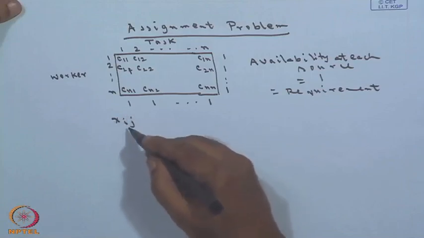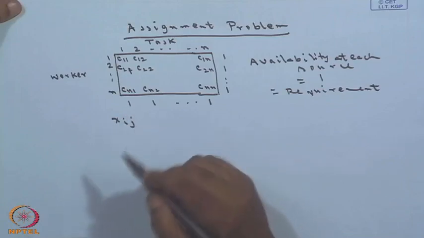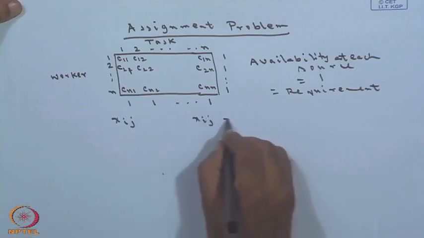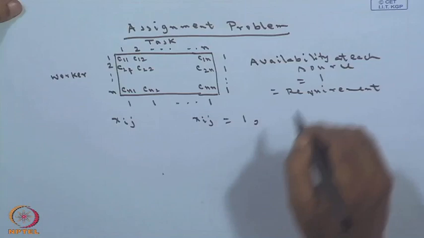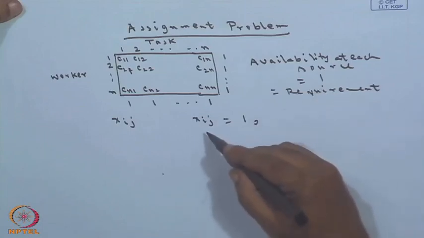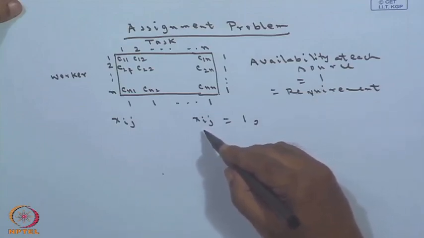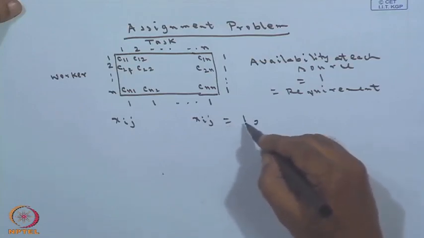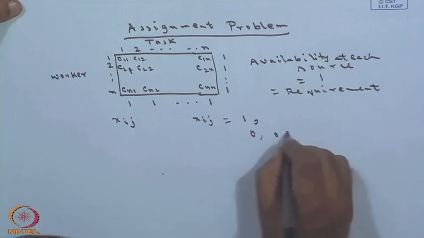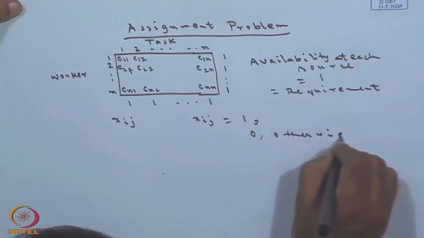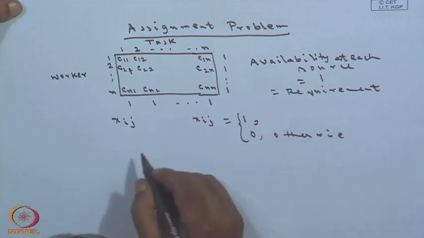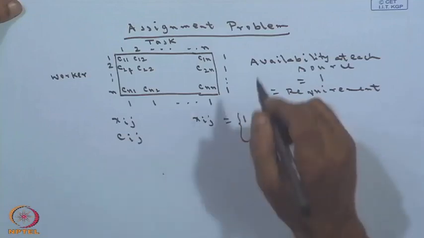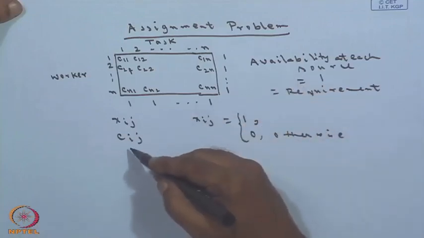Xij denotes the assignment of the ith worker to the jth task or jth job, such that Xij will be equal to 1 if worker i is assigned job j. So, if worker i is assigned the task or job j, then the value of Xij will be 1, otherwise the value will be 0.